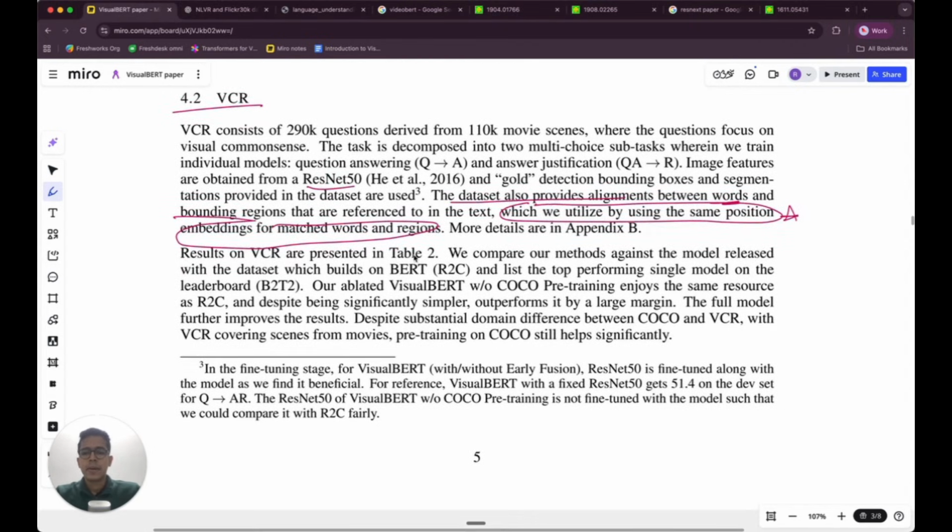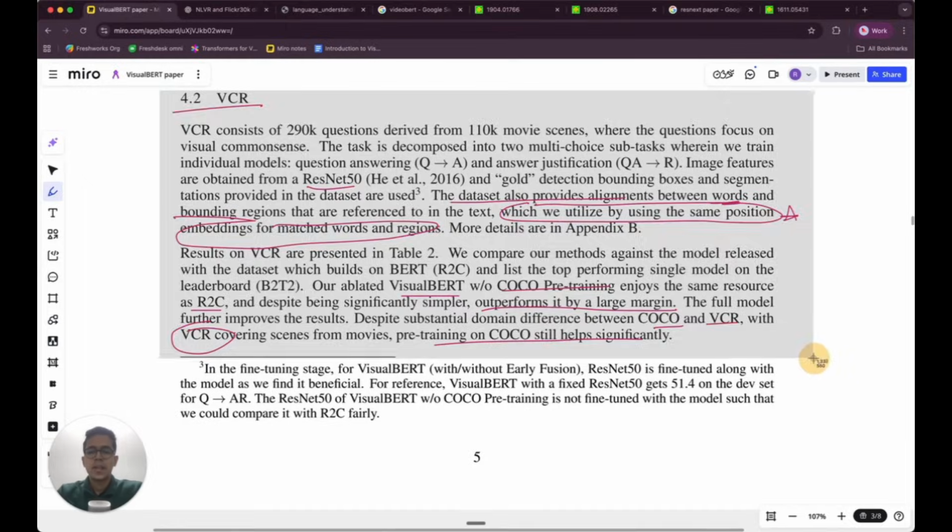Results on VCR are present in table 2. We compare our methods against the model released with the dataset, which builds on BERT, R2C, and lists the top performing single model on the leaderboard. Our ablated VisualBERT without COCO pre-training enjoys the same resource as R2C, and despite being significantly simpler, it outperforms it by a large margin. The full model further improves the results. Despite substantial domain difference between COCO and VCR, with VCR covering scenes from movies, pre-training on COCO still helps significantly. Okay, because the VCR dataset is not COCO, it's from movies.